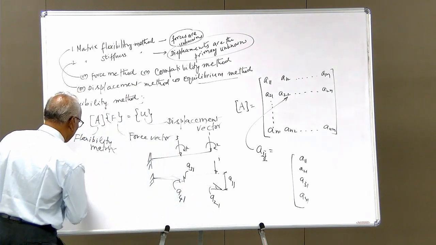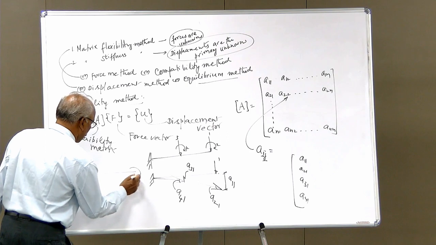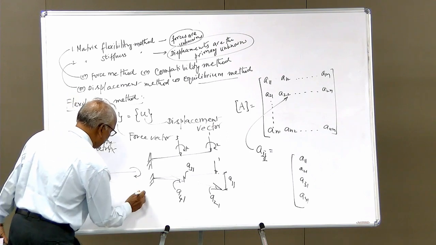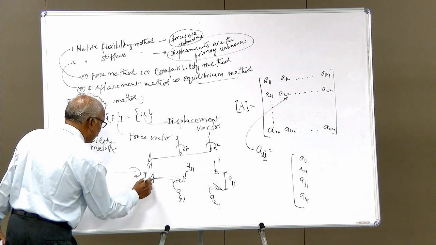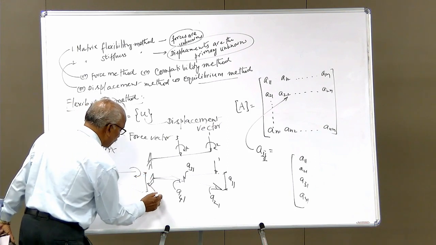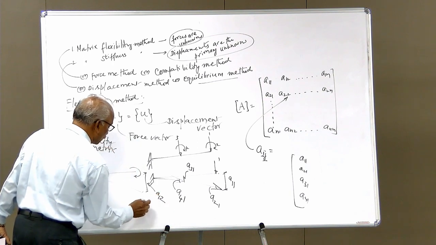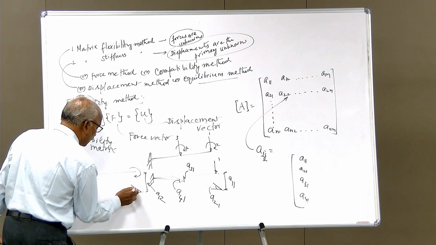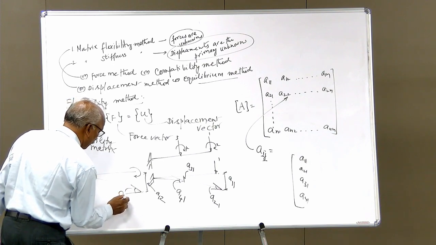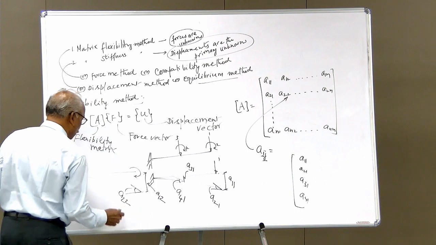Then applying unit force along coordinate 2 only, you will get a deflected shape. Again measure the displacement. This is the displacement along coordinate 1 due to unit force along coordinate 2. The rotation here is the value of A along coordinate 2 due to unit force along coordinate 2.